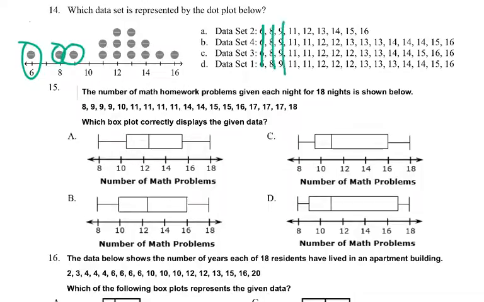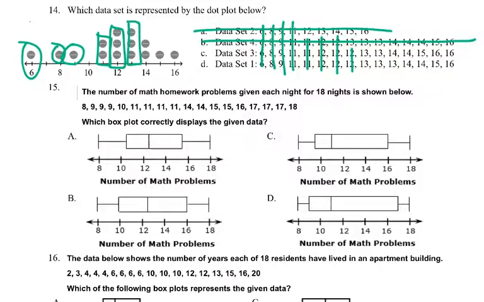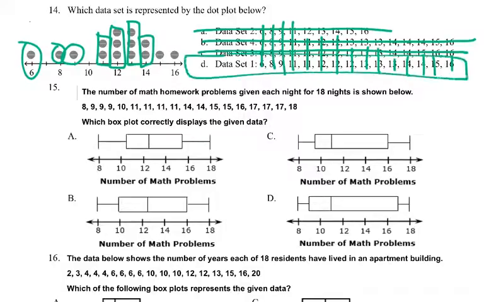So 1, 8, 1, 9, 2 11s, so I know it's not A. 3 12s, so I know it's not B. 3 13s, so I know it's not C. 2 14s, 1 15, and 1 16, so the answer is D.